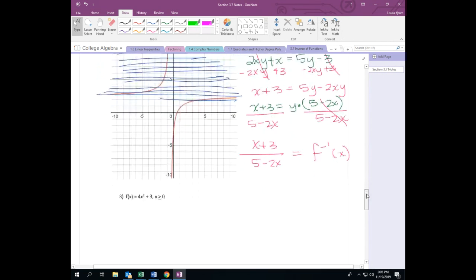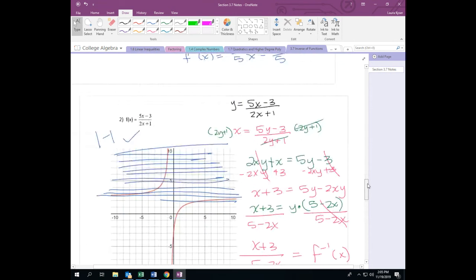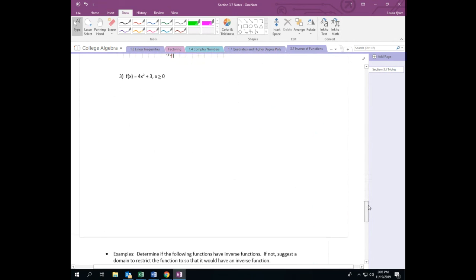All right. Number 3, I was going to say, I don't know why it doesn't have a coordinate plane, because I made one for the last one. Number 3 is a quadratic, but this quadratic has a restriction on it. The restriction says we want to look at the quadratic, but only where the x's are positive.